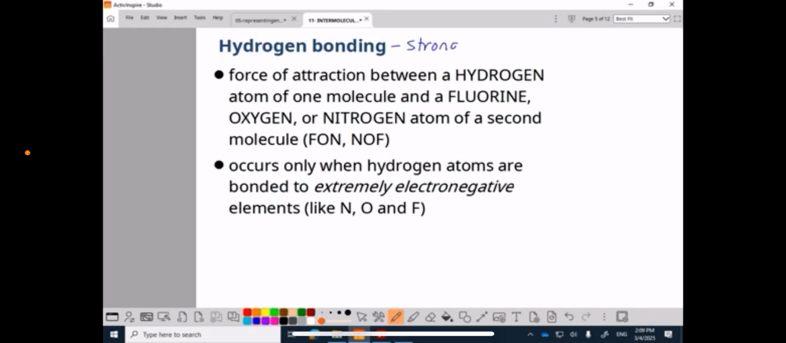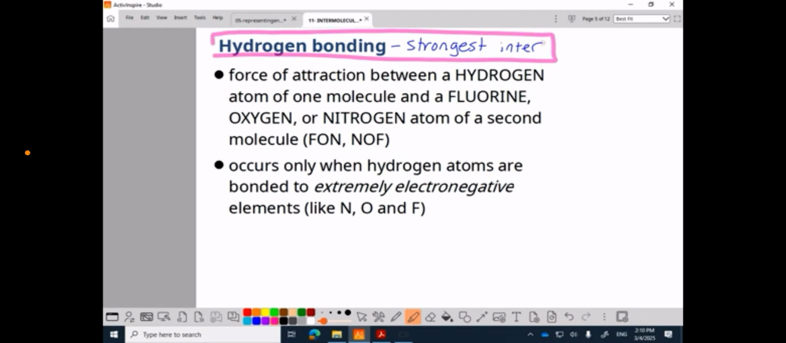Okay, and then the strongest intermolecular force is hydrogen bonding. And those of you that are taking biology as well, you will talk about hydrogen bonding because it is a very important force for life on Earth. The hydrogen bonding exists between our DNA strands to make them into the double helix, and of course in water as well.